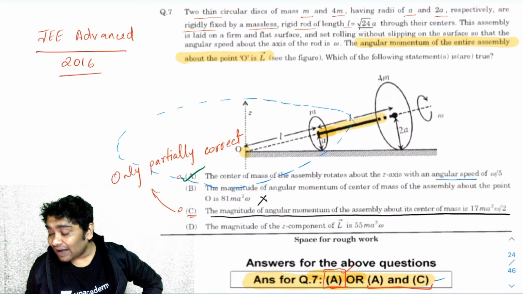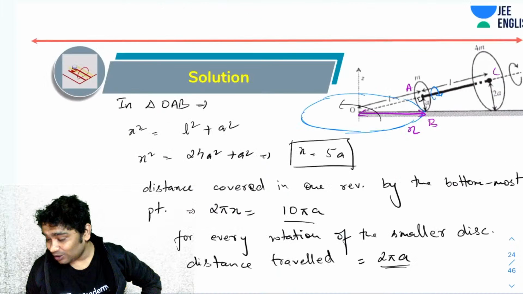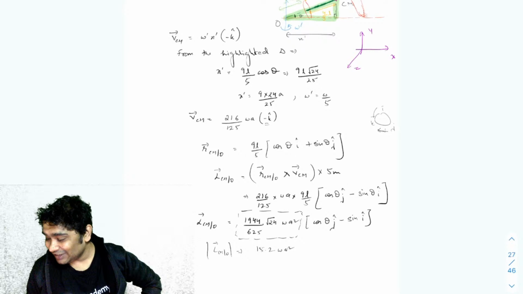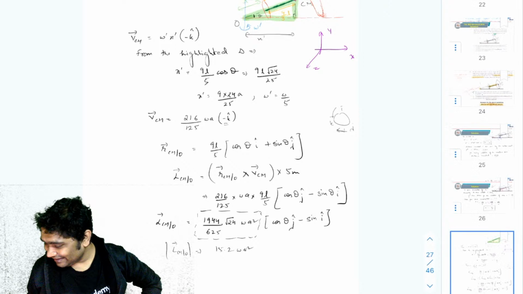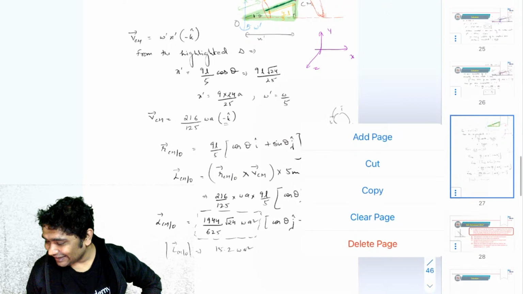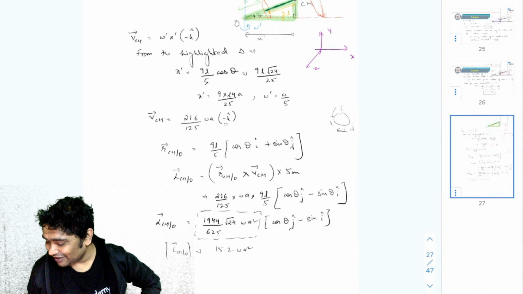The magnitude of angular momentum in the assembly. So let's talk about part C now, if you want to. Are you up for it? Looking at part C, now this just keeps getting more and more difficult.